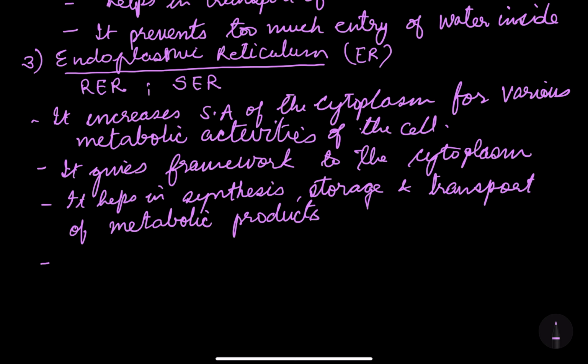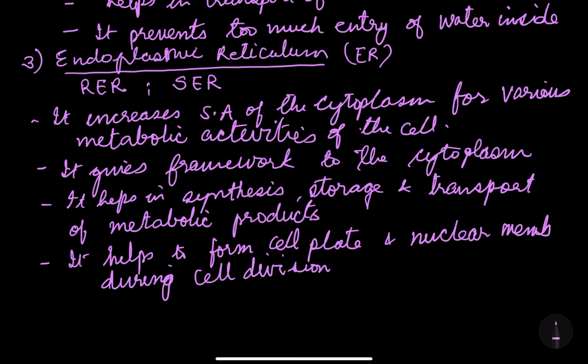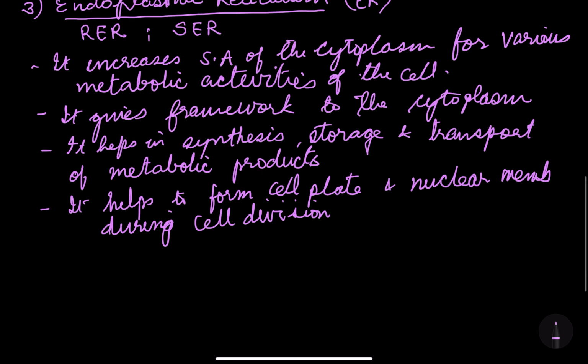Then it also helps in formation of the cell plate. It helps to form the cell plate and even the nuclear membrane during cell division. So when cell division is going to take place, the cell plate and the nuclear membrane will be rebuilt by the materials synthesized by the endoplasmic reticulum, right?